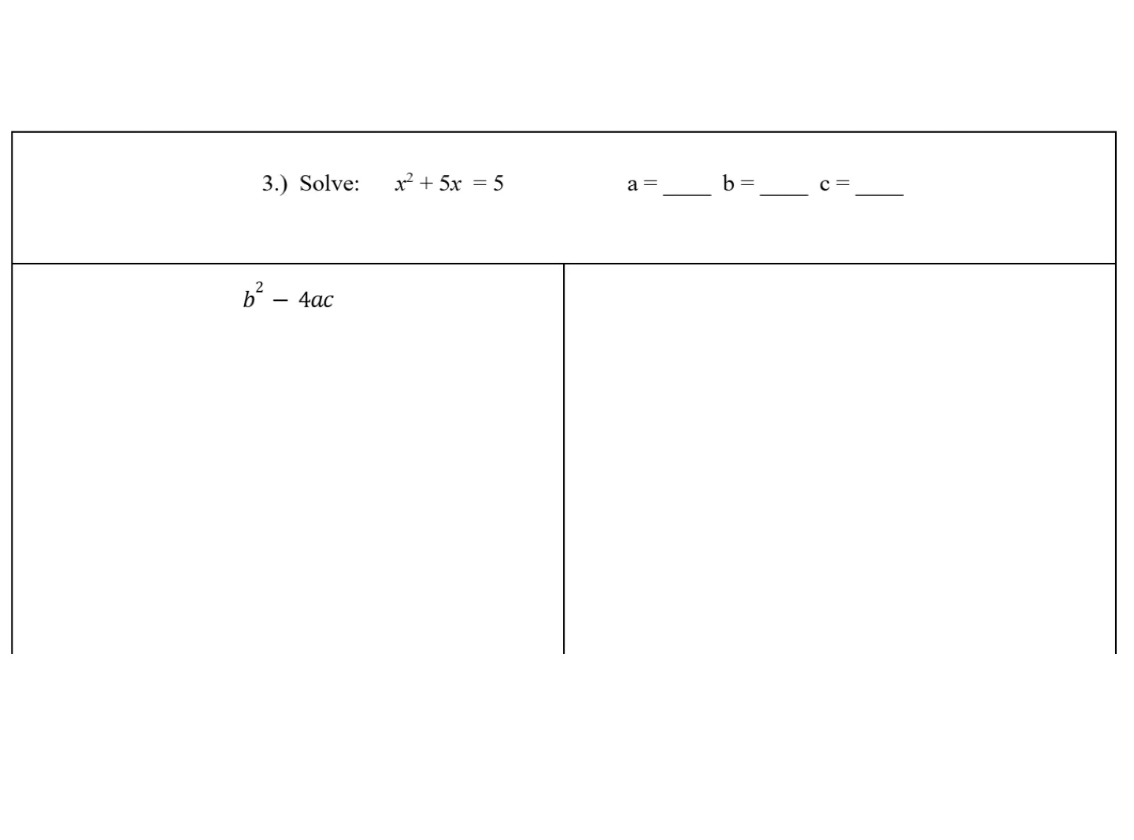Now, notice this one is not in standard form and it is not equal to 0. So what I have to do is I have to get it equal to 0. So the easiest way to get it equal to 0 is to subtract 5 from both sides. And that's going to give me x squared plus 5x minus 5 equals 0. So that means that a is 1, b is 5, and c is -5.